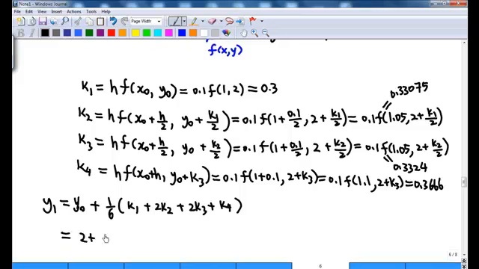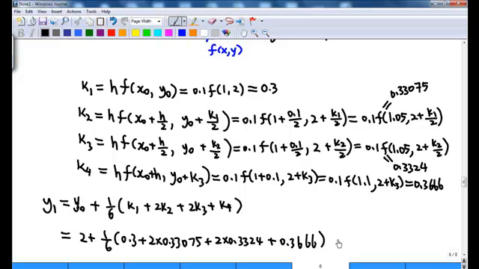So after you obtain K1, K2, K3, and K4, you can find out Y1, which is equal to Y0, which is 2, plus 1 over 6 times (K1, which is 0.3, plus 2 times K2, 0.33075, plus 2 times K3, which is 0.3324, plus K4, which is 0.3666), and you're going to get the value of Y1 as 2.3322. This is how you use the CASIO FX991EX to implement the Runge-Kutta method.